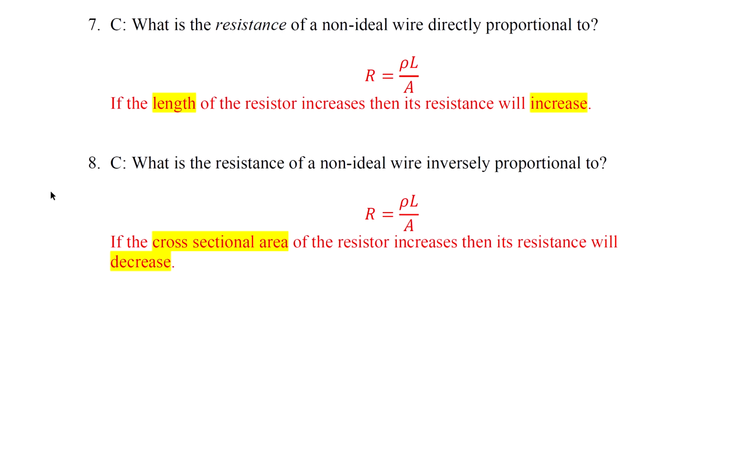Question 7. What is the resistance of a non-ideal wire directly proportional to? It's directly proportional to the length. So if the length increases, the resistance increases. What is the resistance of a non-ideal wire inversely proportional to? It's inversely proportional to the area. So if the cross-sectional area increases, then the resistance will decrease.